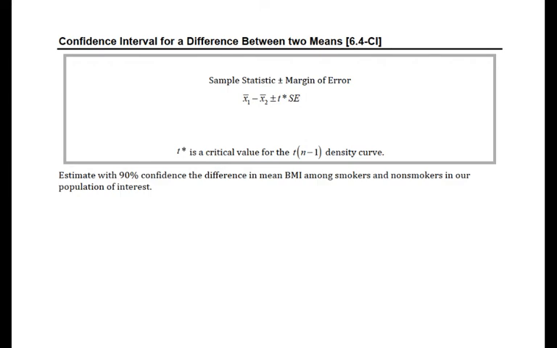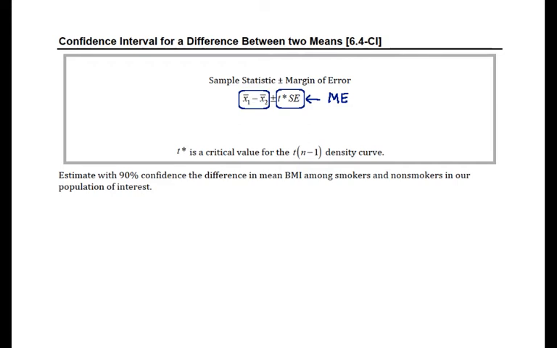Finding a confidence interval for a difference between two means follows a very similar process to everything we've done so far. Our sample statistic now is x1 bar minus x2 bar, and our margin of error is calculated by the formula t star times SE, just like it was for one mean. Only now we're using the standard error formula that we established previously, or we're using the applets to calculate it for us.